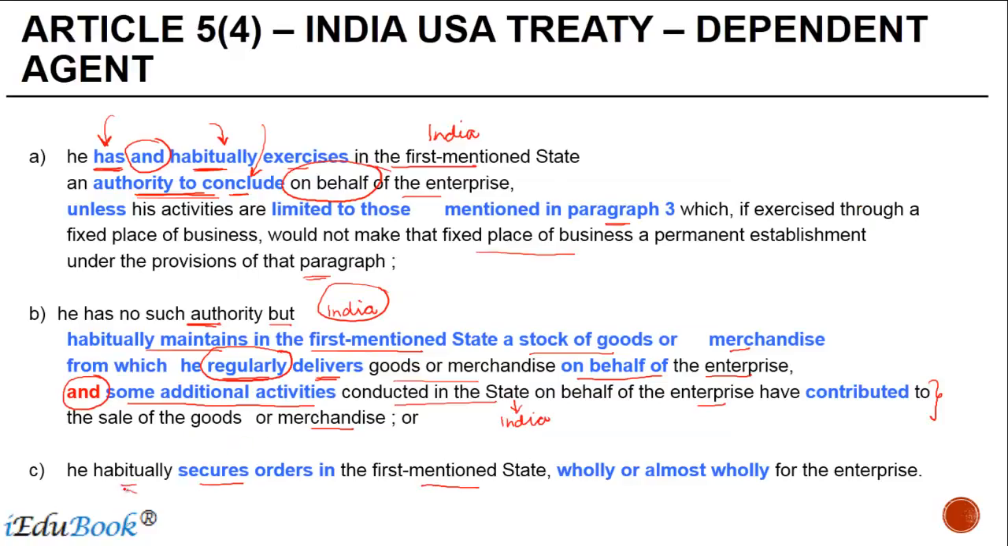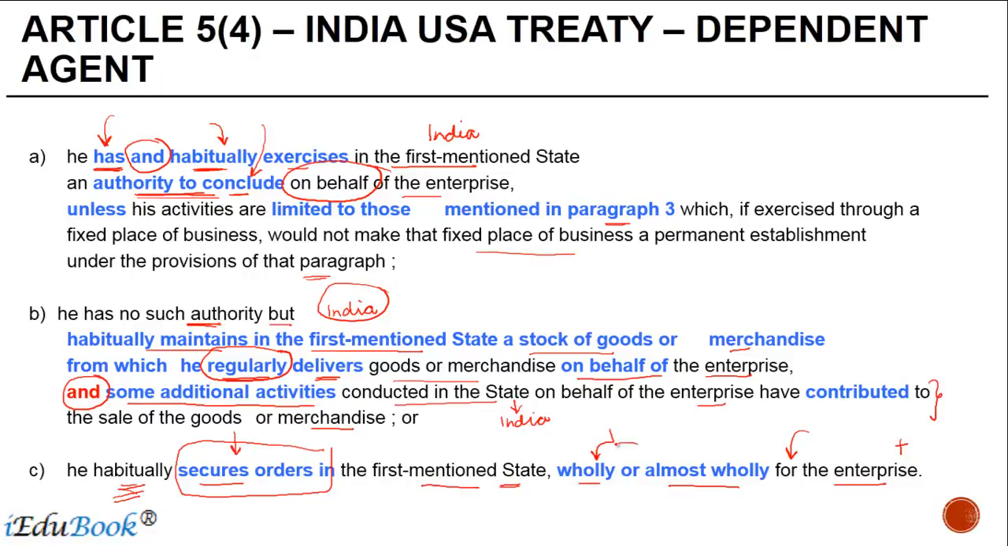And then the last one, he habitually secures orders in the first mentioned state wholly or almost wholly for the enterprise. Now, when you say secure order, while in this particular treaty, it is said that it has to be for the enterprise. In some treaty, you may find that the reference is to the enterprise plus other companies which might be under common control or which are controlled by this enterprise, or maybe a parent of this enterprise, right? The order securing has to be done on a habitual basis, systematic basis, not a one-off transaction, right?